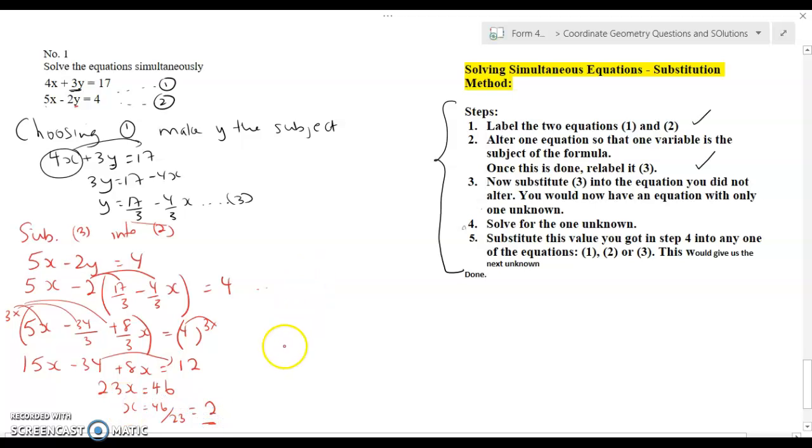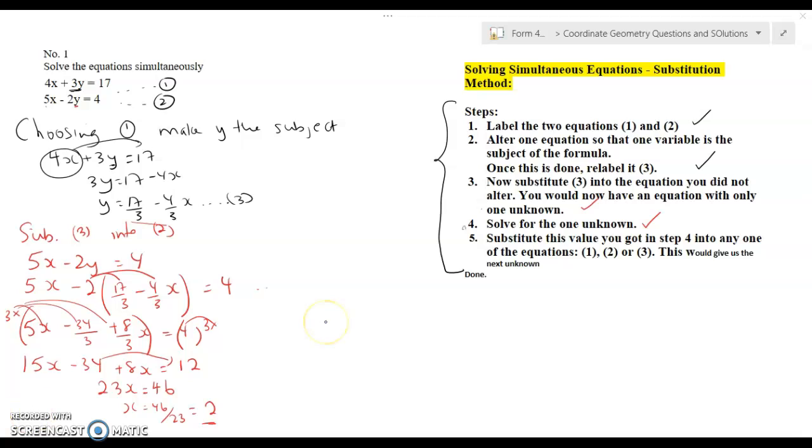Now I have just finished half of my question. I know x is 2. So that means I've completed step 4. I've solved for the one unknown. Now the last thing I have to do is substitute this value that I just got, x is 2, into any one of the equations. Now here I could substitute into 1, 2, or 3. It doesn't matter which one would give us the answer, right? So now I will do that.